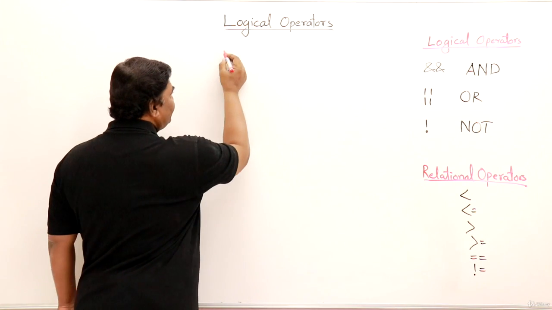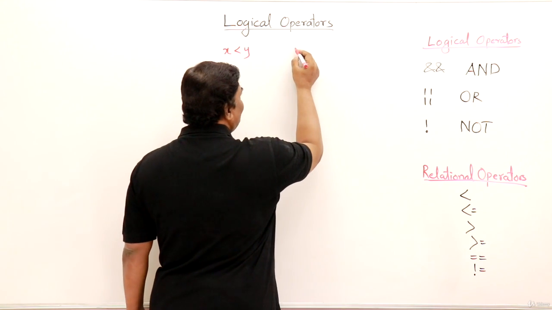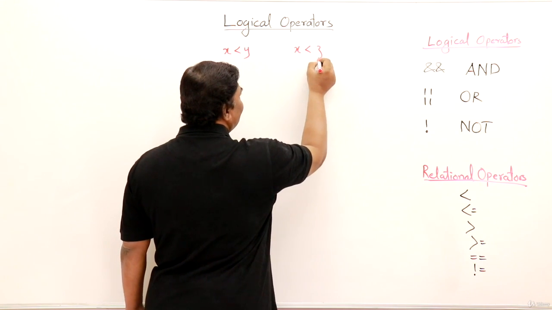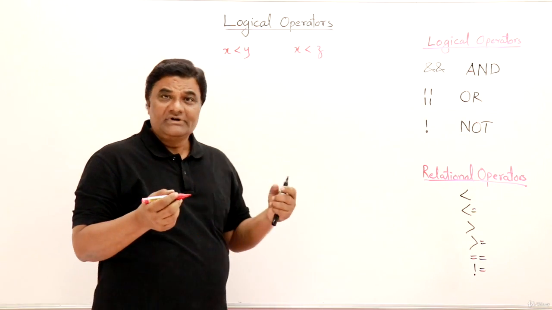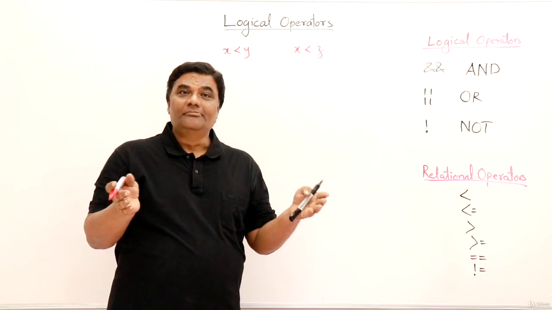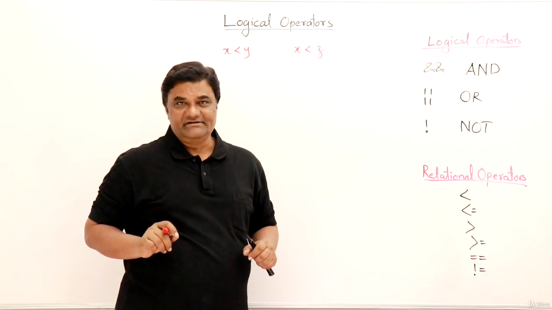Suppose I have two conditions, that is x is less than y, as well as I have one more condition, that is x is less than z. So x, y, z are some variables. I want to combine these two conditions. What is the method of combining them? So if I combine, then that will be called a compound conditional statement.